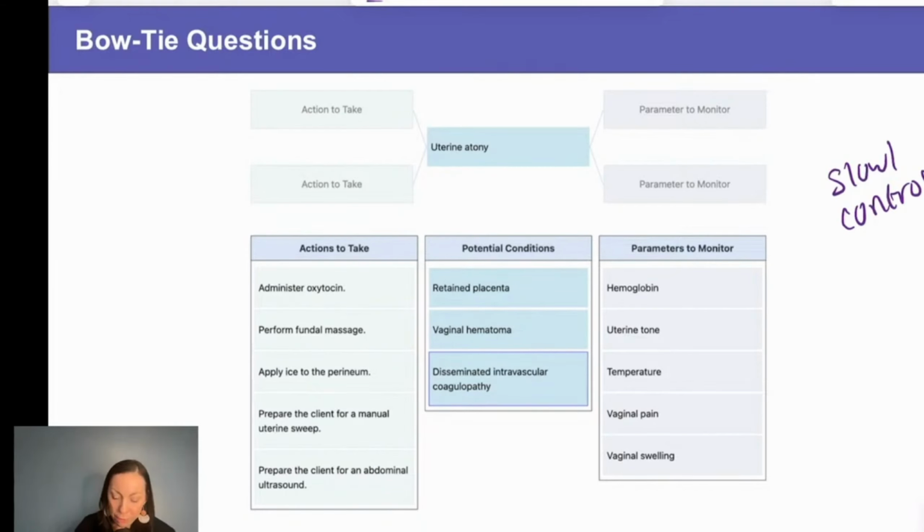And then prepare the client for a manual uterine sweep. So when would we do that? We would do that if the uterus wasn't intact, right? The provider would go in and try to remove any clots or any retained tissue fragments. So we don't have a retained placenta.